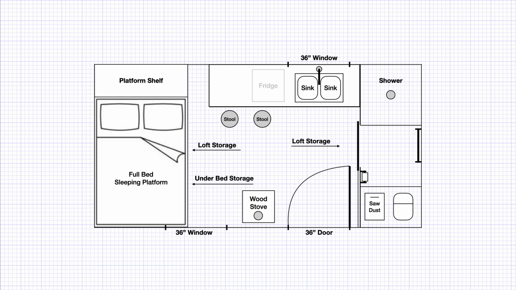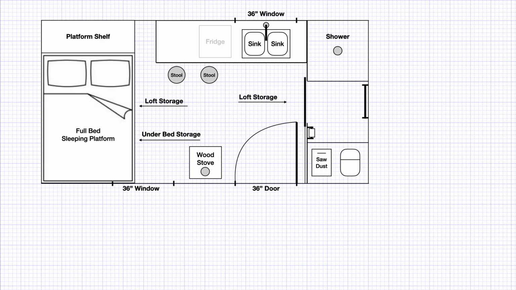Okay, so I've decided to remove one of the windows over the kitchen area, and I'm going to use that area to have shelves for plates, pots, pans, cups, that kind of thing. So that'll be above the dining area and the prep area.